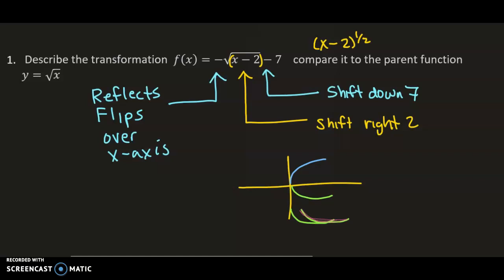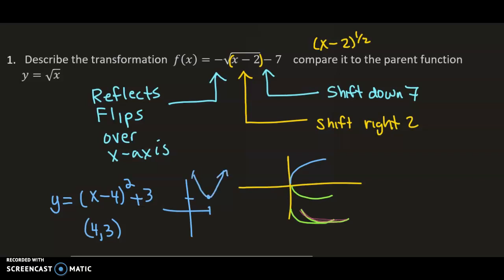Okay, so once again, the negative in front reflects over the x-axis. The negative 7 at the end shifts it down 7, and in parentheses it shifts it right 2. Think about, like, say you had y equals x minus 4 quantity squared plus 3. Well, if you recall back to the parabola, in vertex form, we have vertex at 4, 3. Right? So go over 4, up 3. That's where your vertex is. And your parabola shifted from the origin over 4, up 3. And that's how this works.